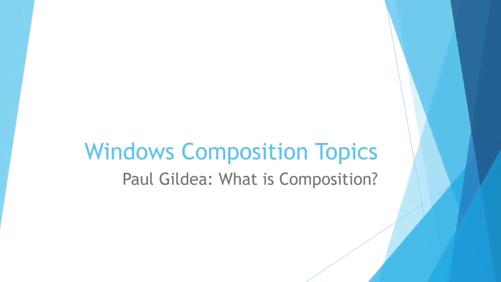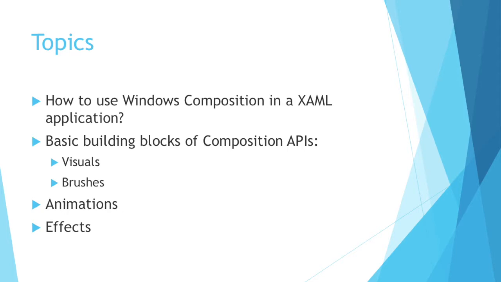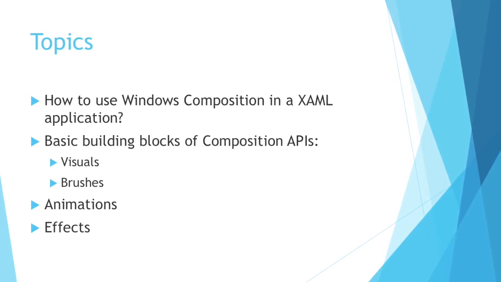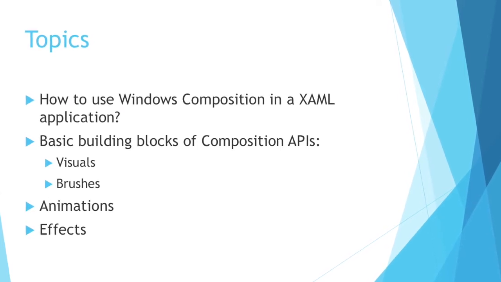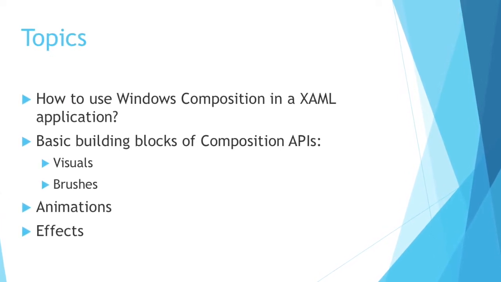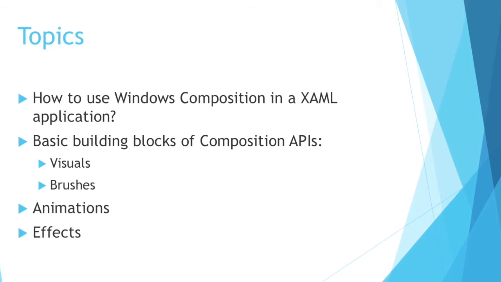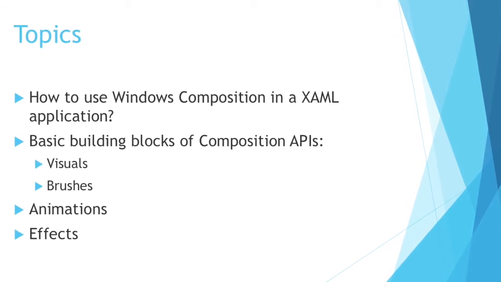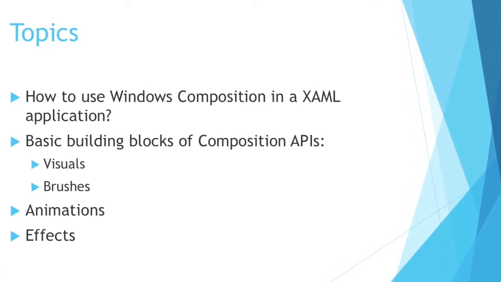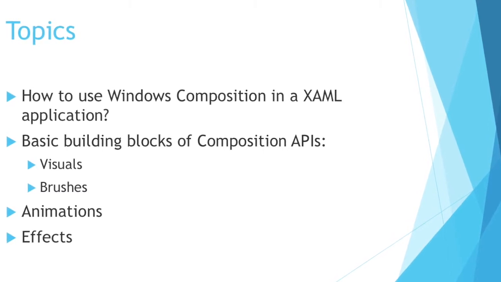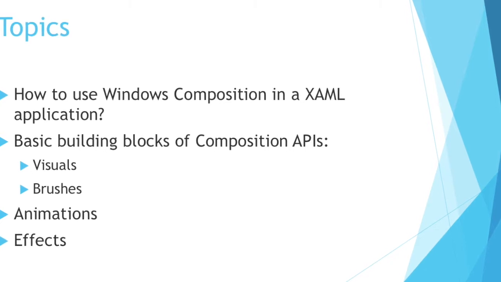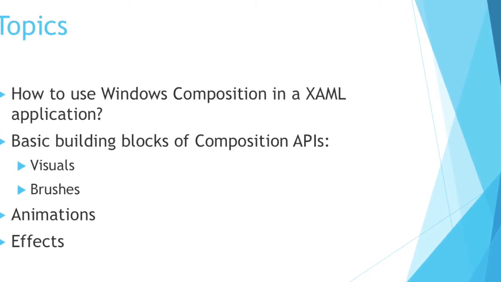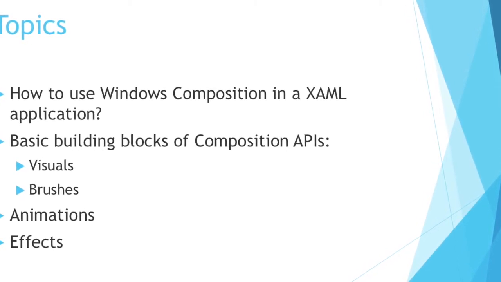And today we're going to be talking a little bit about Windows composition and how to use it inside of a XAML application. Today we're going to be talking about visuals and brushes, the basic building blocks of our API. We'll talk a little bit about animations, and then we're going to talk about effects. And the way that we're going to do that is a high-level 101 basics coding demo. We're just going to give you a breadth of the API capabilities in a simple demo. So let's dive right into the code.